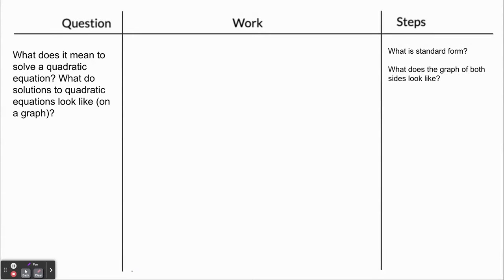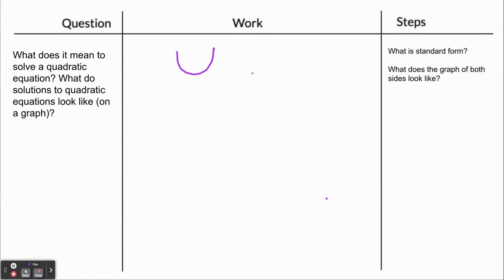What does it mean to solve a quadratic equation, and what do solutions to quadratic equations look like on a graph? Now, I really love this question because it's kind of like a theoretical question, right? We're not actually doing a bunch of math here, but it's really good, especially for visual learners. If we're looking at something, it makes more sense to see what's happening in action as opposed to just crunching numbers. So, a quadratic equation, remember, is a parabola when we talk about it on a graph, right?